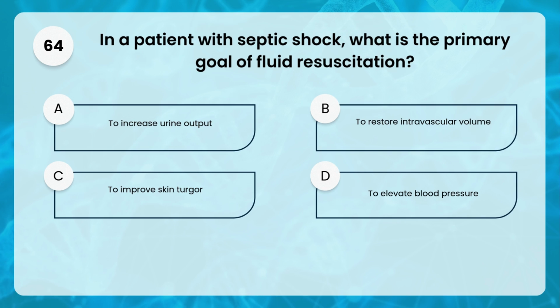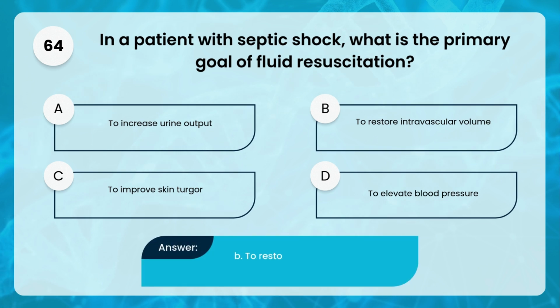Number 64. In a patient with septic shock, what is the primary goal of fluid resuscitation? A. To increase urine output. B. To restore intravascular volume. C. To improve skin turgor. Or D. To elevate blood pressure. The answer is B. To restore intravascular volume.